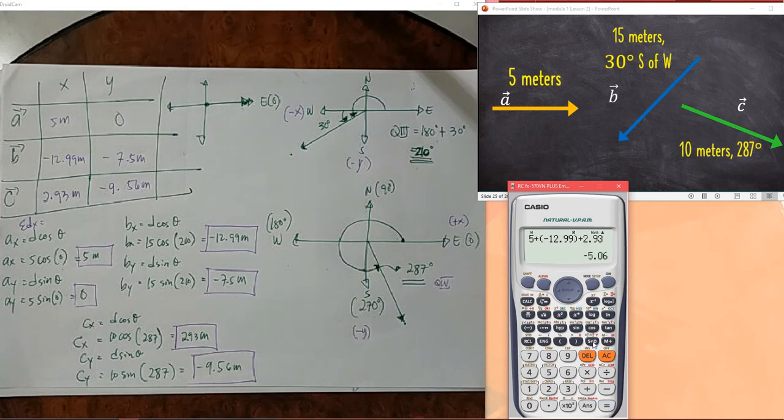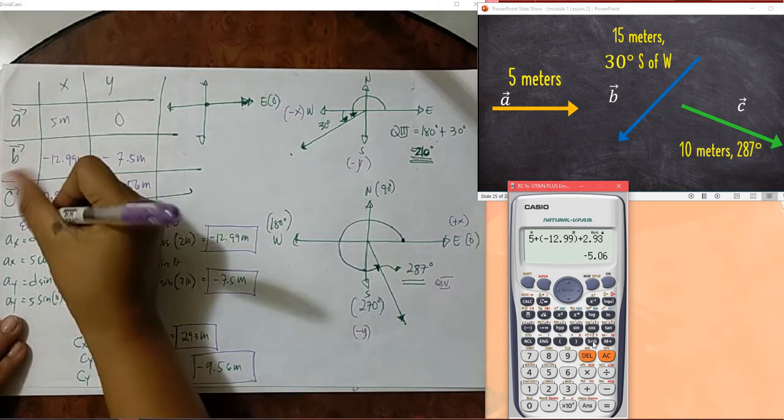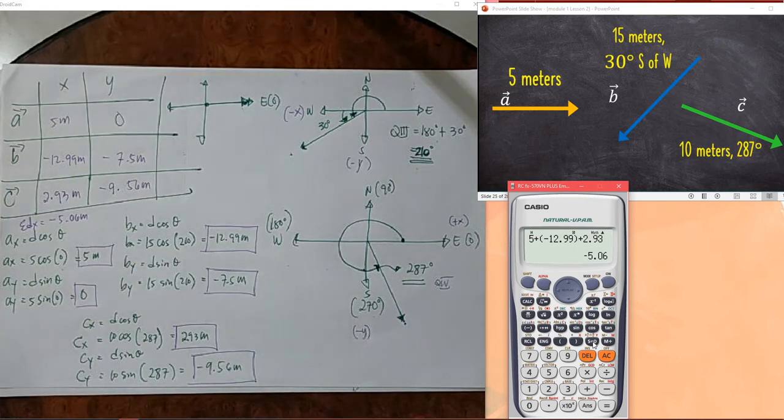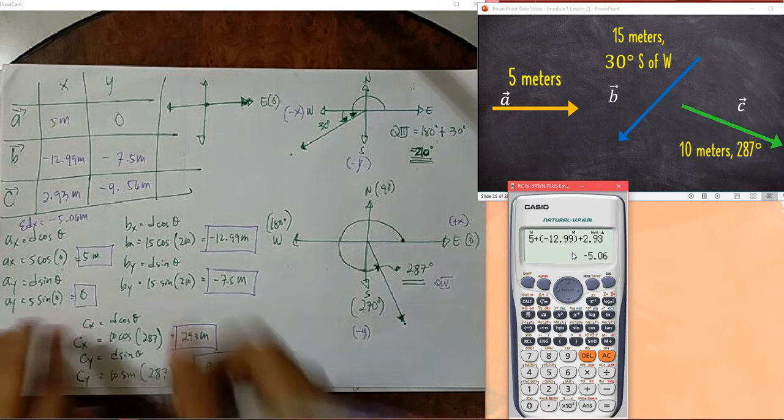So we have negative 5.06 meters. Always remember that if you want to add values with a negative sign to come up with the correct answer, you have to enclose it in a parenthesis just like this. Okay, let us solve for the summation of d sub y.